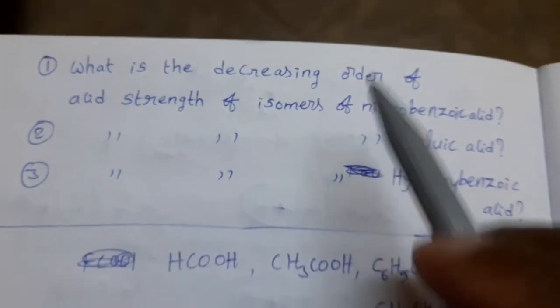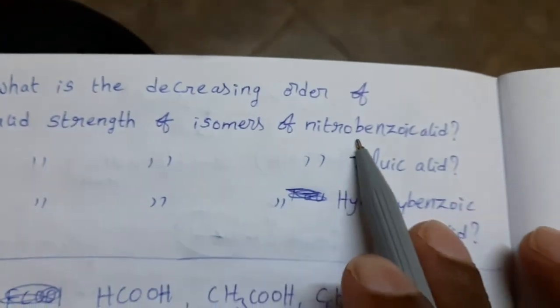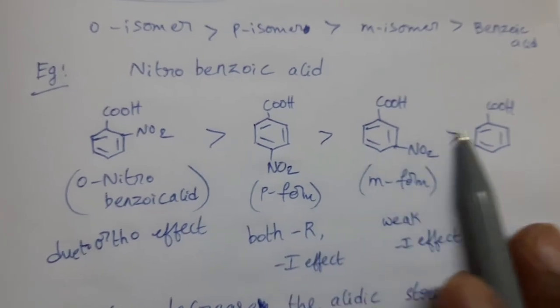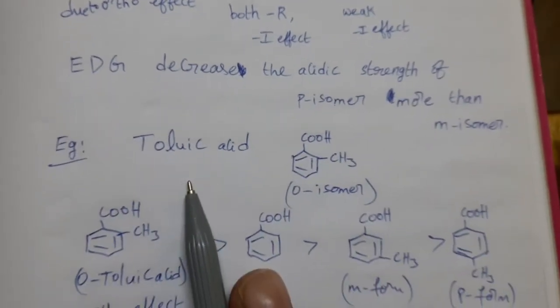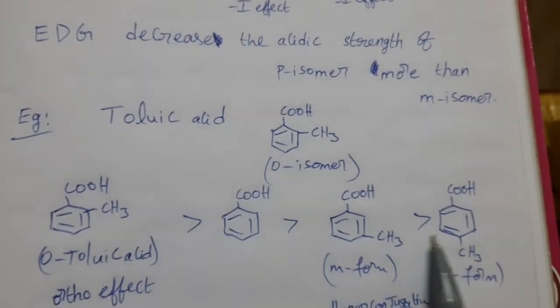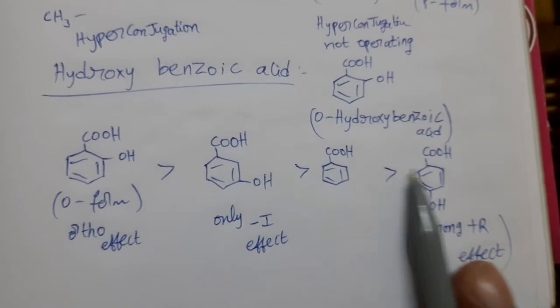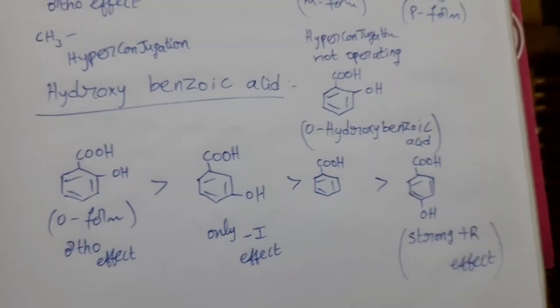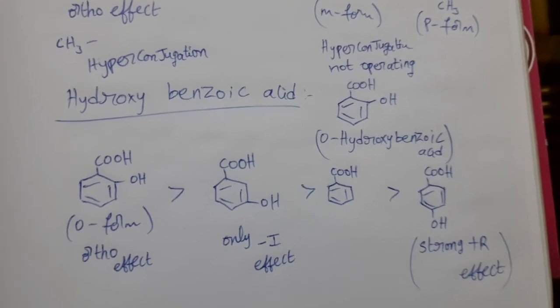Okay. So in the beginning of this class we had three questions. For these three questions we got the answers. The first one is the decreasing order of acidic strength of nitrobenzoic acid. Next one is the decreasing order for toluic acid. Last one is the acidic strength of hydroxybenzoic acid. Okay students, practice well, remember carefully. We'll meet you in the next class.